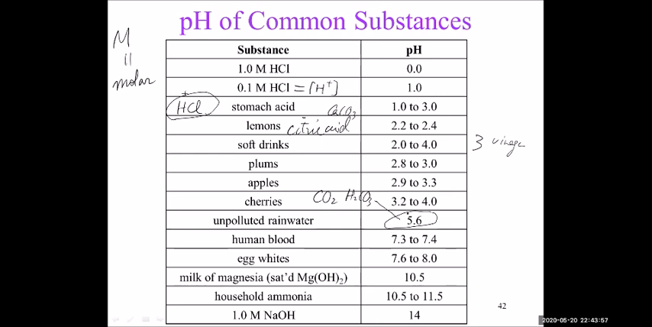And the human blood, our blood needs to maintain a very narrow pH range to be healthy. It's almost neutral, very, very slightly basic. And there are many other things. Egg white is slightly basic. This is one form of antacid, milk of magnesia. It is magnesium hydroxide, weakly basic, fairly high but not too high pH. And the household cleaning ammonia is around 11. That's fairly basic.